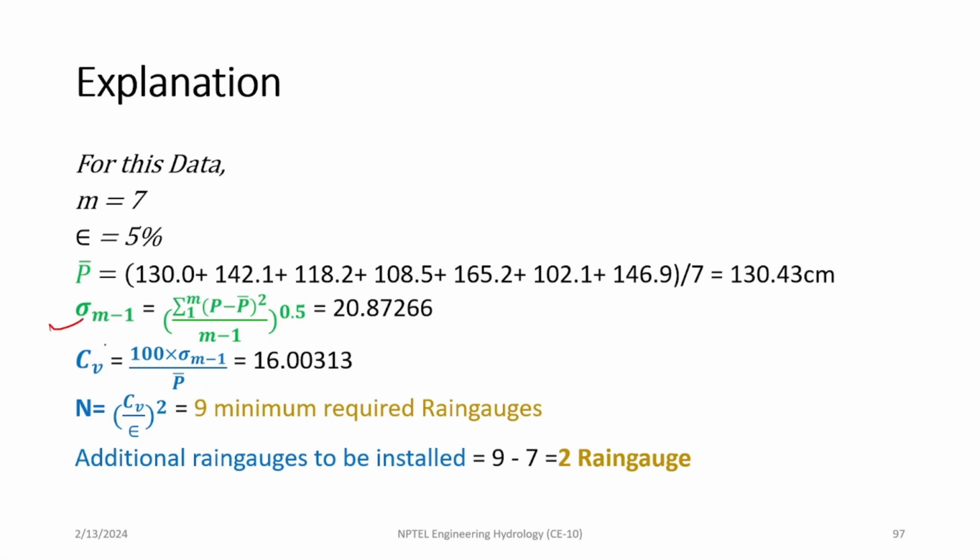So once you get the standard deviation value, you are computing the coefficient of variance. Okay, and now you are getting the value of nearly 16. Right? 16%. Yes, it is in percentage, right? And then we are computing the minimum optimal, or you can say the minimum number of rain gauges we require in the region, in the catchment. So we are getting nearly 9.